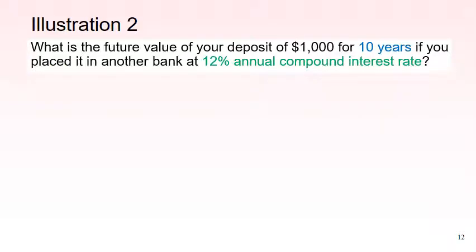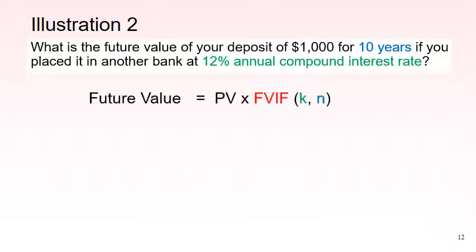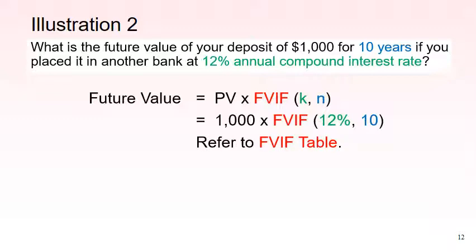Illustration 2. What is the future value of your deposit of 1000 for 10 years if you place it in another bank at a 12% annual compound interest rate? So this is the formula we're going to use. Substitute the figures in. We're going to refer to the FVIF table.